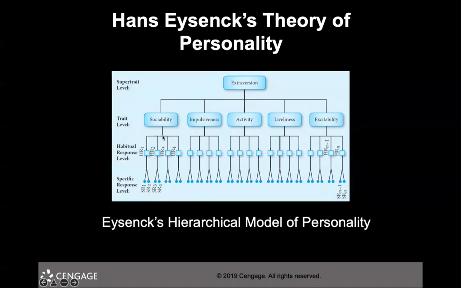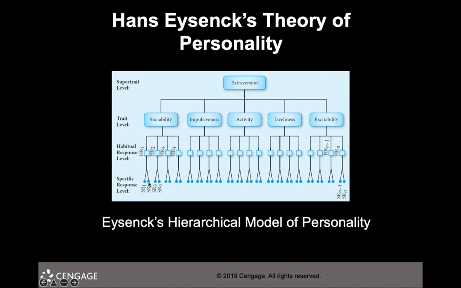So let's say a sociable person can easily walk into a party and make friends. So that's the habit, right? The person enters a hall full of people and starts introducing themselves. They cannot just be calm and shy and to the side. And so this can be specifically broken down into response levels. So if they're at the party, they will talk about themselves.